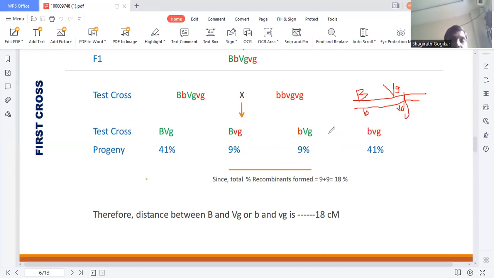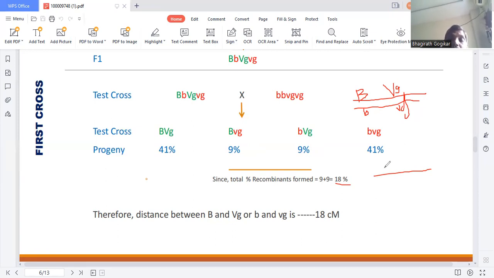How many percentage of recombinant types is here? 9 plus 9. So the percentage in terms of distance between the genes, 9% is nothing but 9 map units. Another 9% is 9 map units. 9 plus 9 is how much percentage? 18. So we can use the formula also. What is that formula? The percentage of crossing over is equal to recombinants by total progeny into 100.